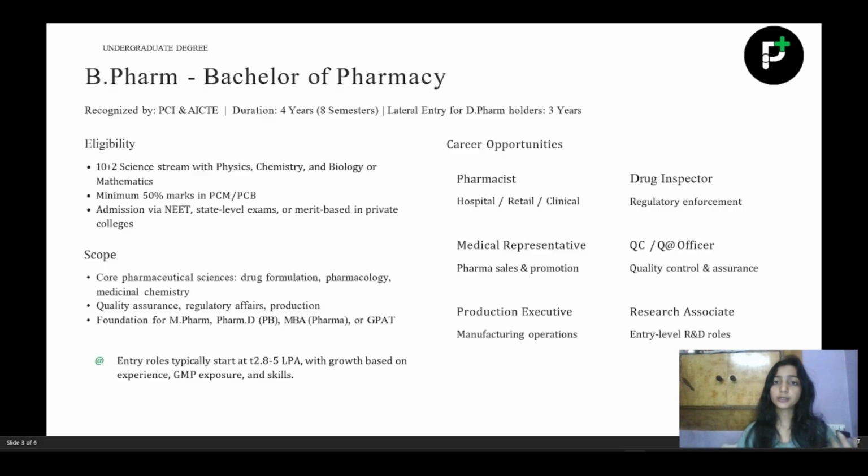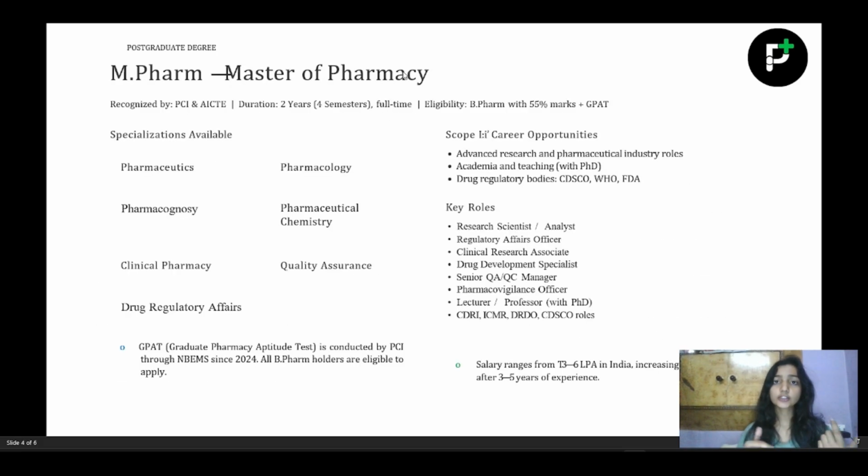Our next program which we'll be talking about is M.Pharm. It is a 2-year program with 4 semesters, and the eligibility criteria for M.Pharm or Masters of Pharmacy is 55% marks with B.Pharm or an exam of GPAT or some other PG exam like CUET, etc.